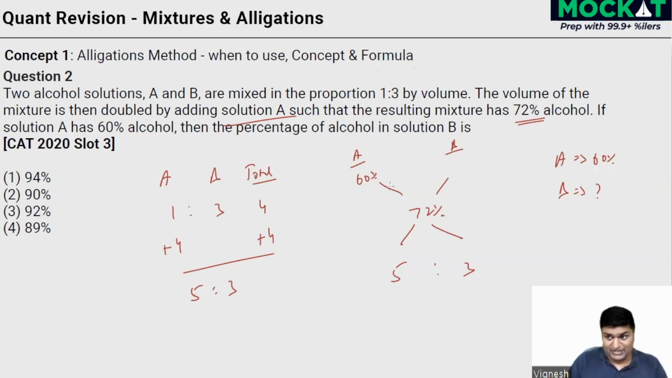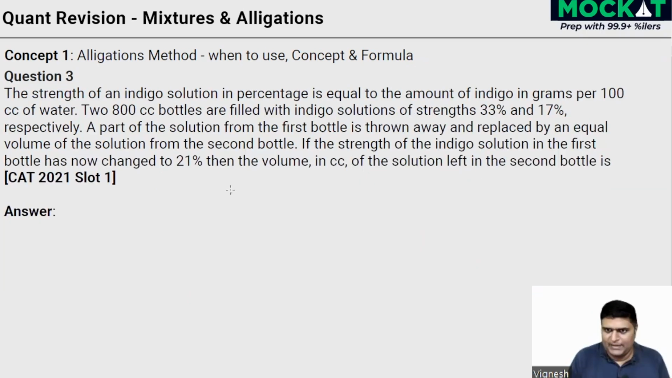72 minus 60 is coming to 12%. 12% is 3 parts. 1 part is going to be 4%. 5 parts is going to be 20%. So one is lower than the average by 12. The other should be higher than the average by how much? By 20. The other should be higher than the average by 20 and comes to 92%. Right. So option 3 over here becomes the answer. So let's move to the next one.